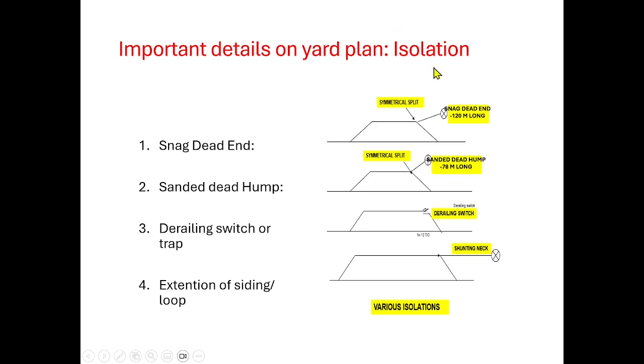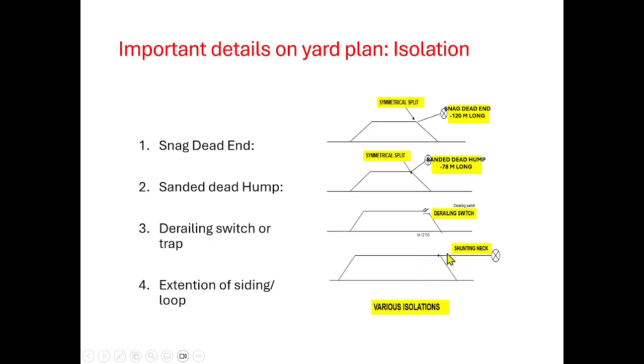Here you see, this is your main line, this is your loop line. Normally we provide isolation in the form of a snag, and nowadays we provide a sand dump. Here the snag is 120 meter long, and the sand dump is 78 meter long, provided at the end of the loop line for the purpose of isolation. Derailing switches, of course, we use in some yards and non-running lines, and a shunting neck we also use in passenger yards, which acts as an isolation as well as a shunting neck, for the purpose of doing any shunting of vehicles.